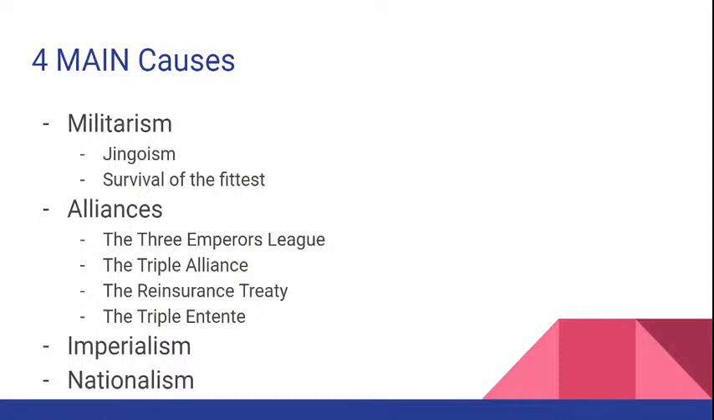The next alliance we'll be talking about is the Triple Alliance, which was just the alliance between Germany, Austria-Hungary, and Italy. Not much to say there. You probably have heard of the Triple Alliance.